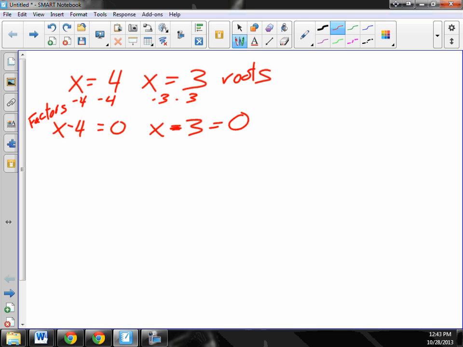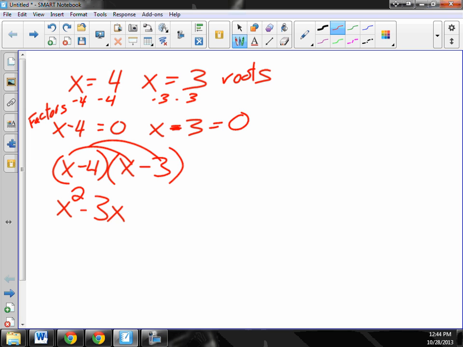In mathematics, factors are two numbers that you multiply together to create a product, the answer to a multiplication problem. So I'm going to take x minus 4, I'm going to multiply that by x minus 3, and when I distribute this, I get x squared minus 3x minus 4x plus 12. And in most cases, you can simplify these. Put those x terms together, and I get x squared minus 7x plus 12.